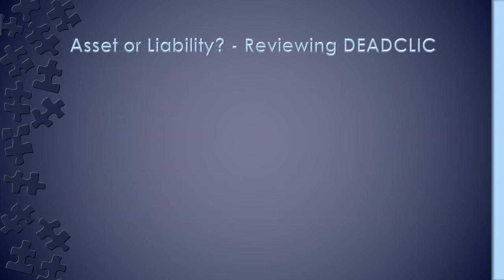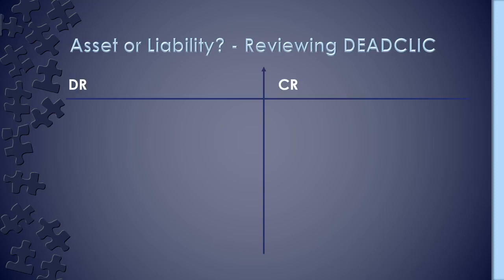So before we actually move on to working some examples through, we really need to understand how this fits into DeadClick and how this fits into your T accounts. Is it an asset or is it a liability? So before we do that, I'm just going to go through DeadClick again, just as an overview. I did do a previous presentation on this, which is in the files section, so please do have a look at that if you wish. But let's just give a brief overview of how DeadClick works and how this can help you apply it to accruals and prepayments. Okay, so here's our basic T account.